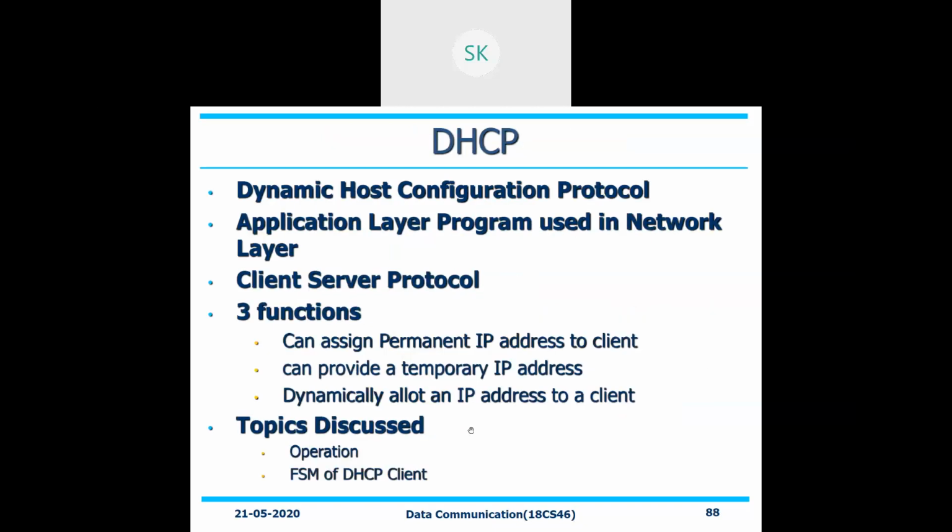So DHCP is nothing but this: whatever IP address you are using right now at your end, dynamically the IP addresses will be changing if you are logging in at different intervals of time. That means if you are entering the network, that is the internet, at different time intervals, you'll be getting different addresses. How will it be done? Based on this particular Dynamic Host Configuration Protocol.